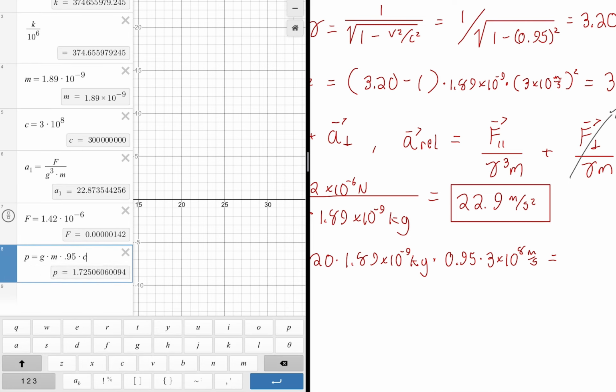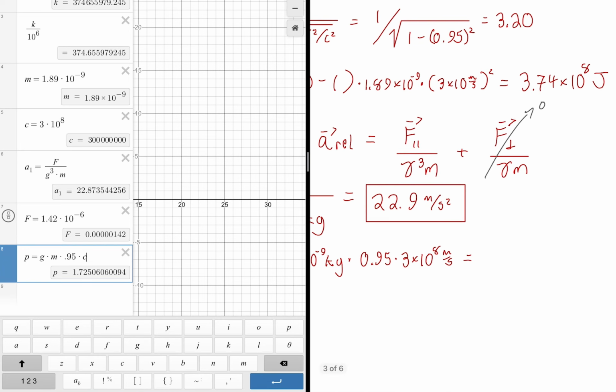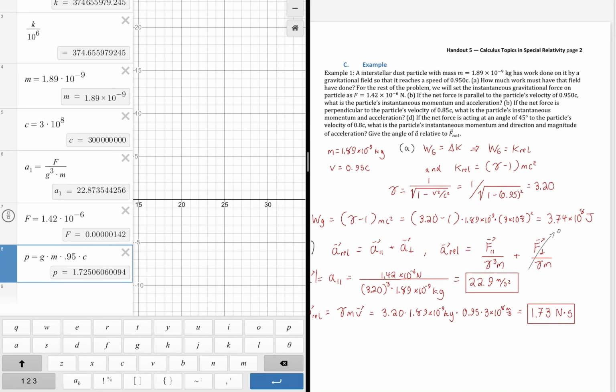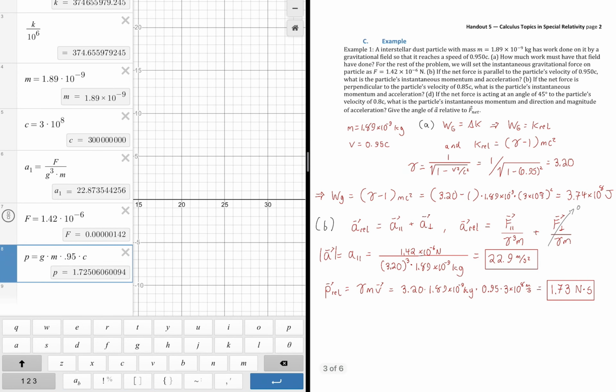All right, so 1.72 newton seconds, which would be 7.3, a bigger value than we would have got without relativity. In fact, without relativity, we got about 1/3 less, right? Because we just divide by 3.2. Okay, so that's it for part B.